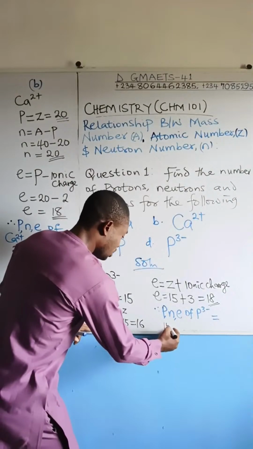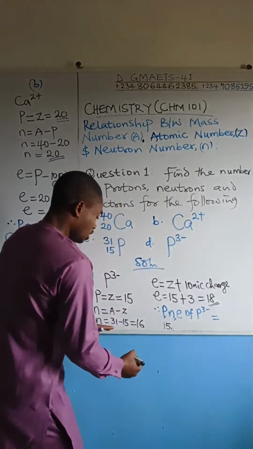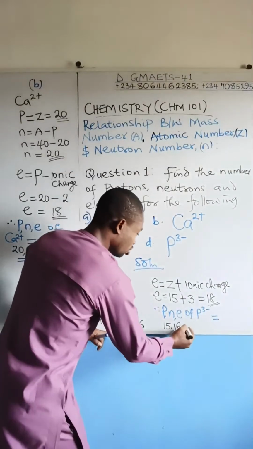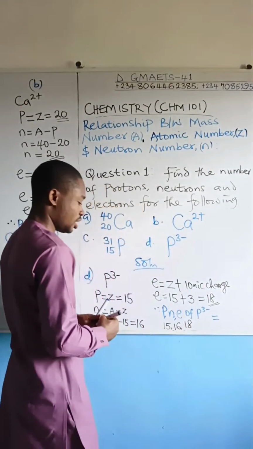Proton is 15, neutron is 16, electron of the phosphorus ion is 18.